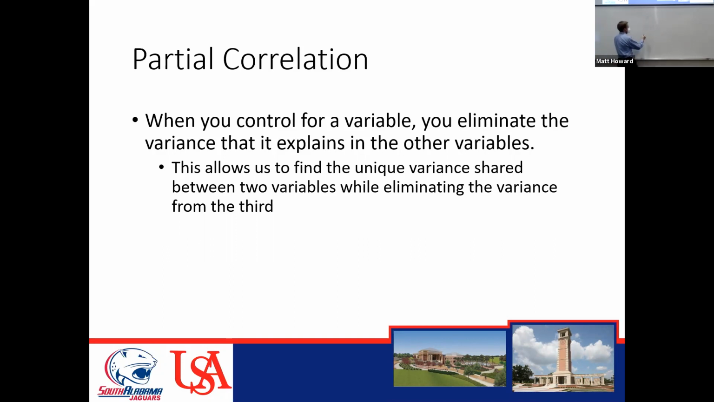A correlation you can think of sort of like a Venn diagram, where we might have x and y, and a correlation tells you how much overlap there is between those two constructs. So with just a basic correlation, you're just seeing how much overlap there is between x and y.